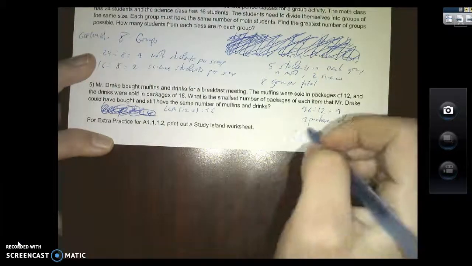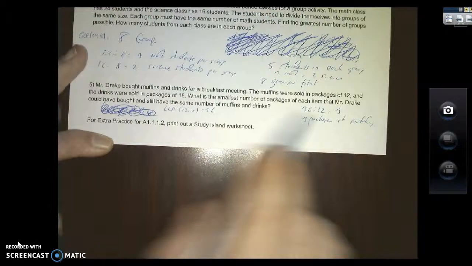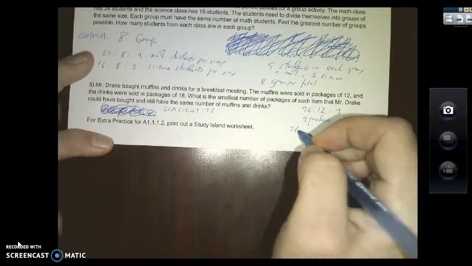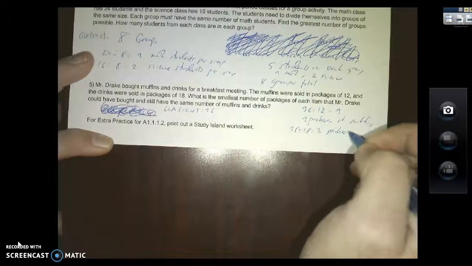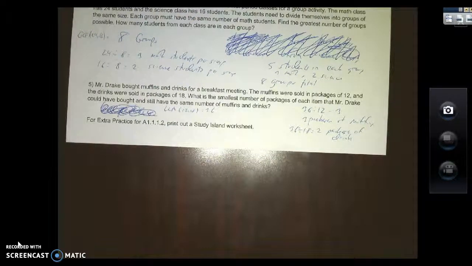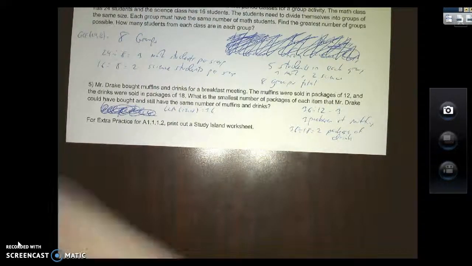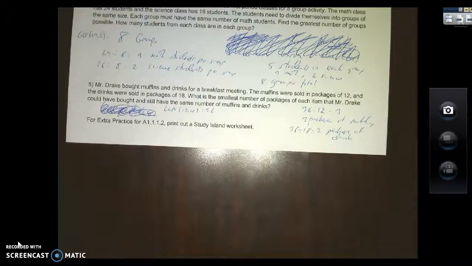And then we could do 18. Oops, sorry. 36 divided by 18 to get 2 packages of drinks. Okay, so there we go. What's the smallest number of packages of each item? So 3 of muffins, 2 of drinks, and we're all set.